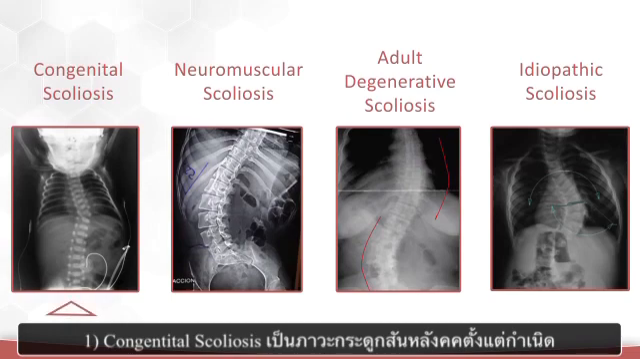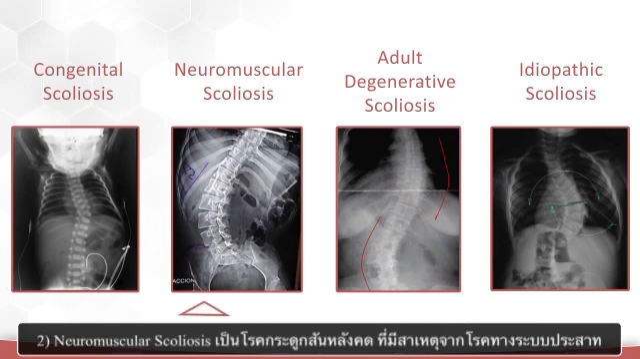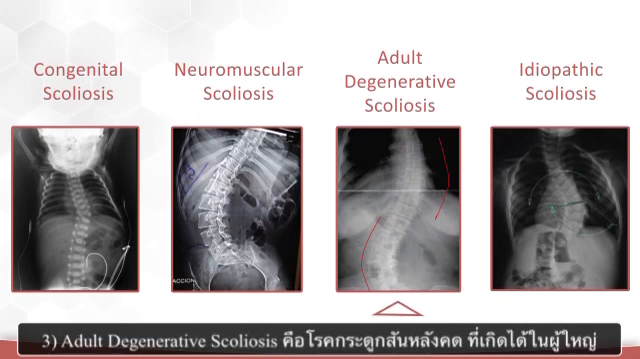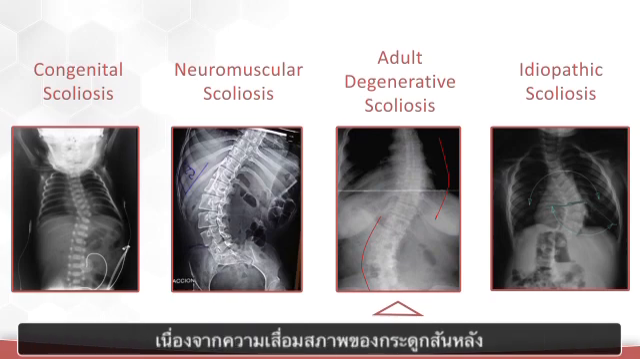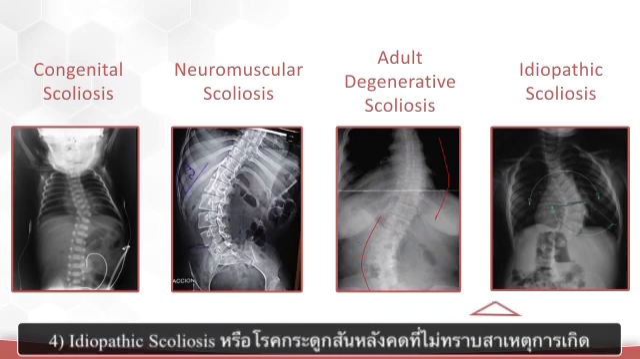Congenital scoliosis, or abnormal coronal curvature due to the malformation of the spine occurring before birth. Neuromuscular scoliosis, which results from a neurologic or muscular disease. Adult degenerative or de novo scoliosis, which is an abnormal coronal curvature acquired as an adult due to progressive degenerative changes in the spine. And idiopathic scoliosis, or scoliosis from an unknown cause.